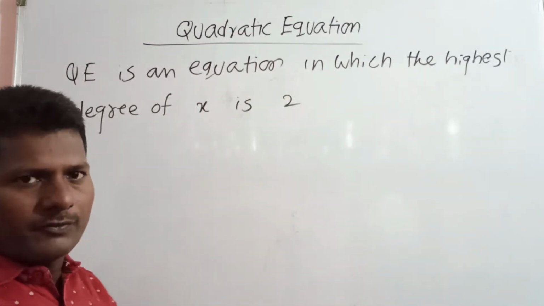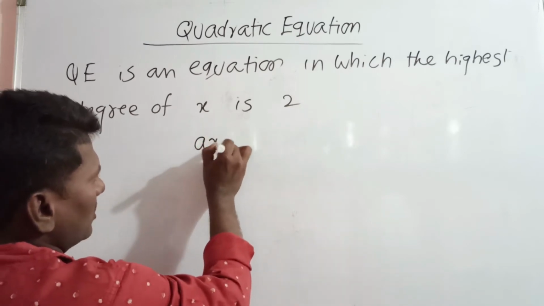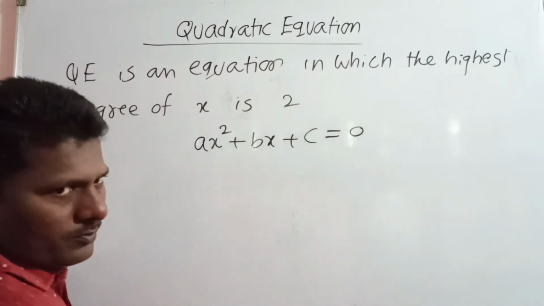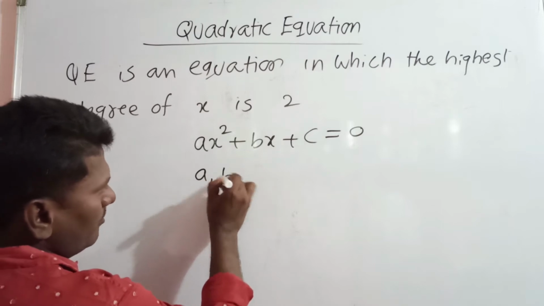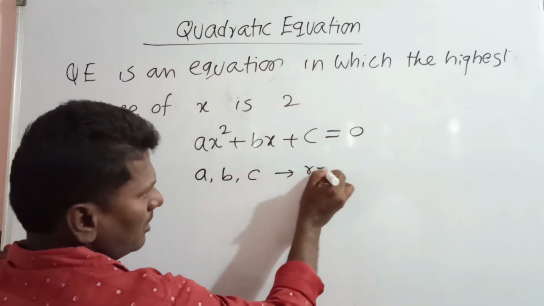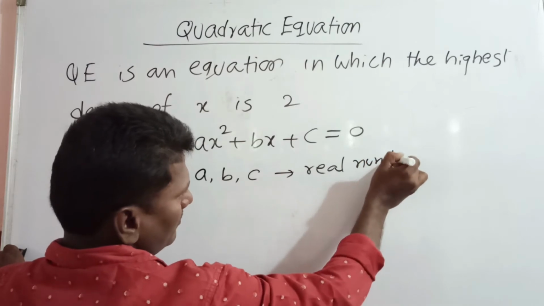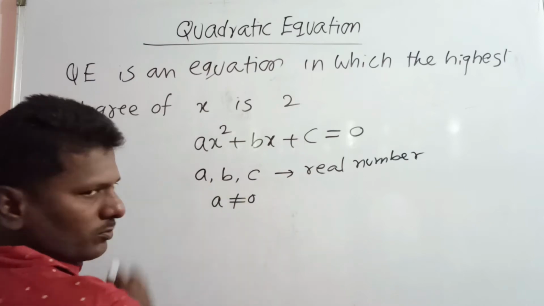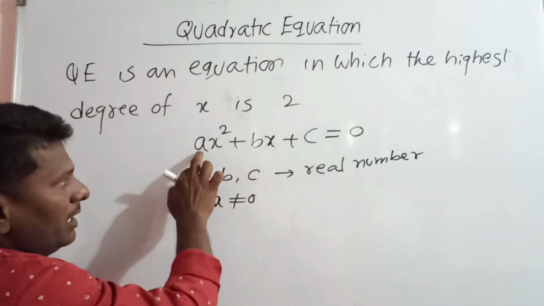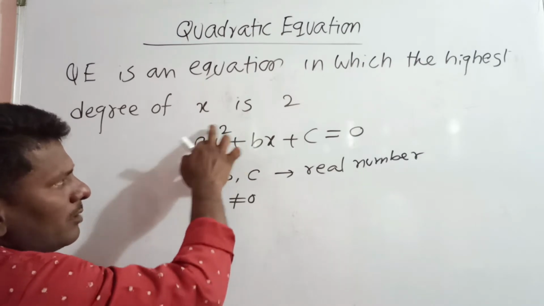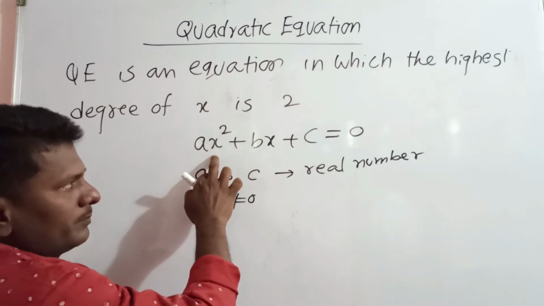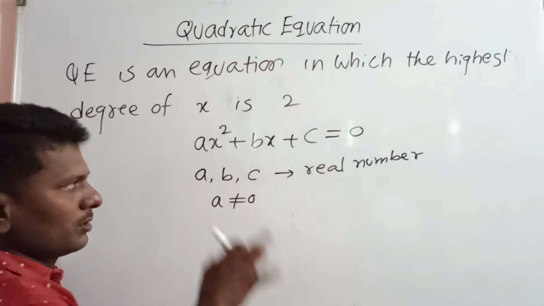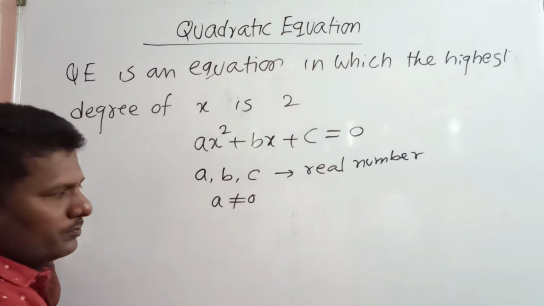It is in the form of ax square plus bx plus c is equal to 0. Here a, b and c are real numbers. A should not be equal to 0, because if a is 0, the ax square term will become 0. Then we are left with bx plus c, which is called a linear equation. So that's why a is not equal to 0.